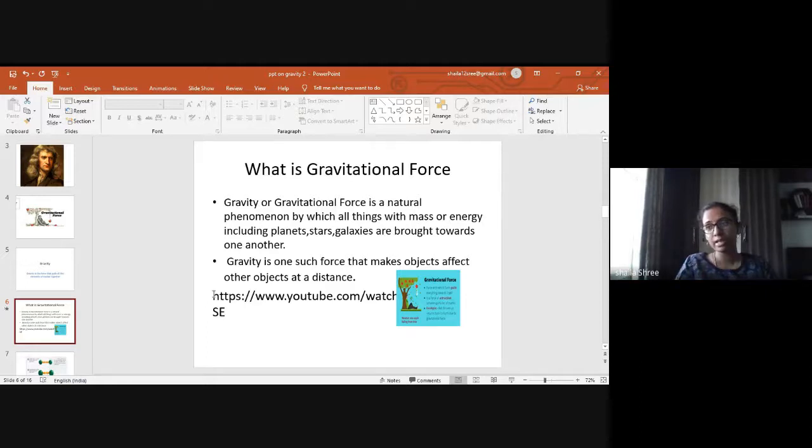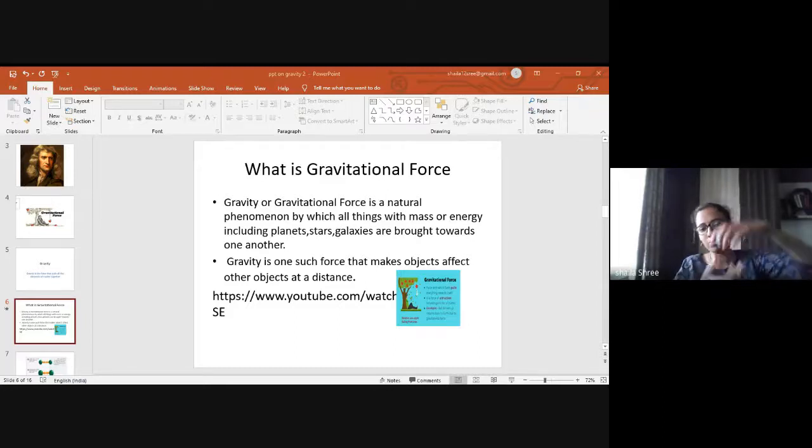Is it true? Does the object need to touch another object to affect it in gravitational force? Is it necessary for one object to touch another object, or can the gravitational force work at a distance?